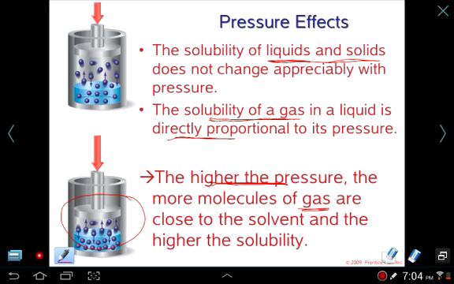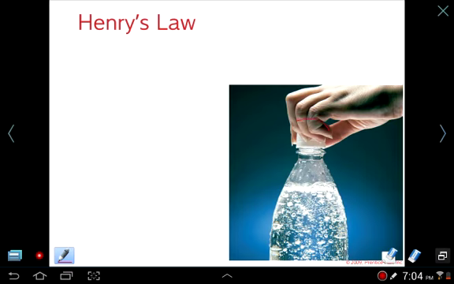In fact, soda cans are bottled, or soda bottles, under high pressure. And whenever you open up a soda can, or a soda bottle, you're decreasing the pressure, and that's why a lot of that initial gas comes out. So, because these are bottled under a few atmospheres of pressure.